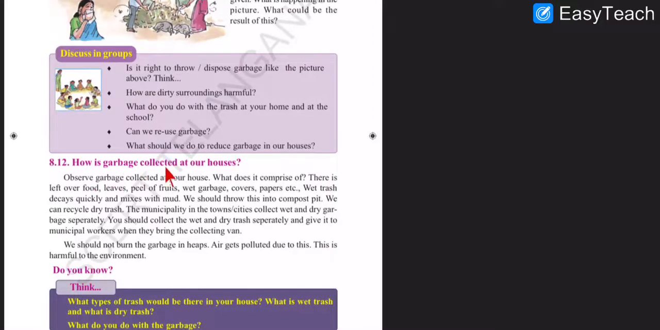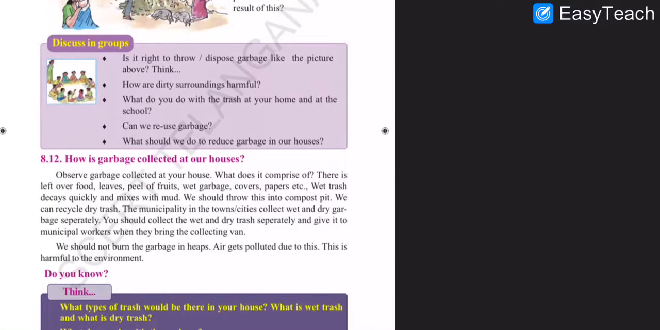How is garbage collected at our houses? Observe the garbage collected at your house. There is leftover food, leaves, peel of fruits, wet garbage, covers, papers, etc. Wet trash decays quickly and mixes with mud. We should throw this into a compost pit. We can recycle dry trash.